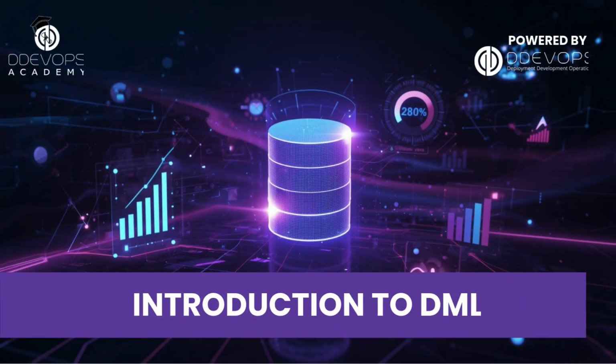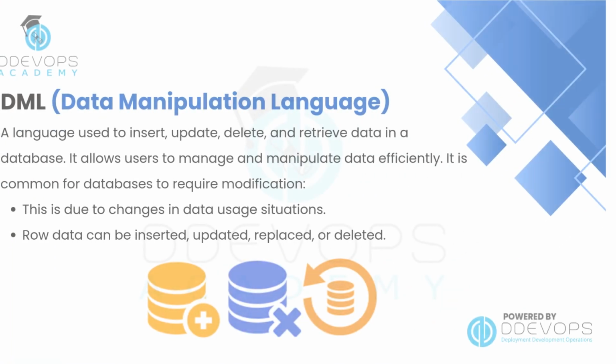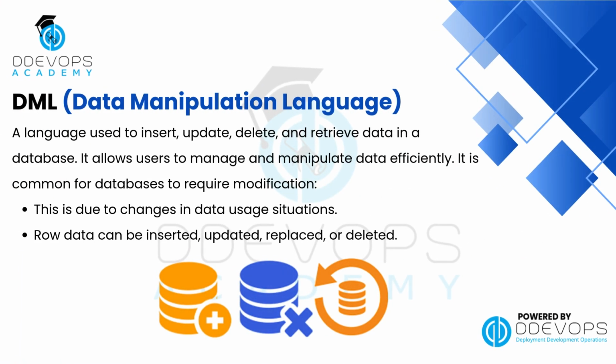Introduction to DML. We're exploring DML, Data Manipulation Language. DML is the part of SQL that lets us insert, update, delete, and retrieve data from a database. It's essential because data constantly evolves with real-world changes. Whether you're adding new records, modifying existing ones, or removing outdated entries, DML gives you the tools to manage it all efficiently. Let's dive into how these operations keep our databases dynamic and relevant.